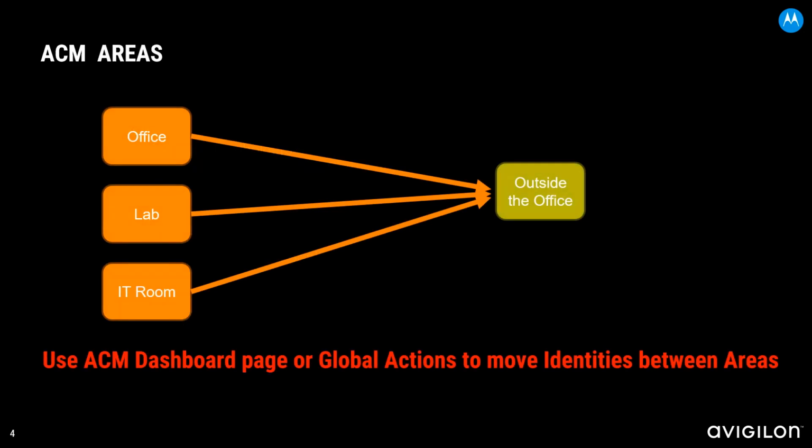Also, here's just a graphical representation of that. So you have multiple areas, and you're going to create the areas that you need. These areas have doors attached to them, and as people present their badges, they are added to those areas. And then after that, you have the ability, using the dashboard or global action, to remove people from all areas or a particular area and move them to, let's say in this illustration, an outside the office area. So let's take a look in the software and see how that's programmed.